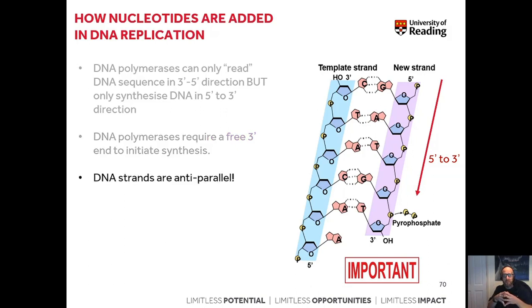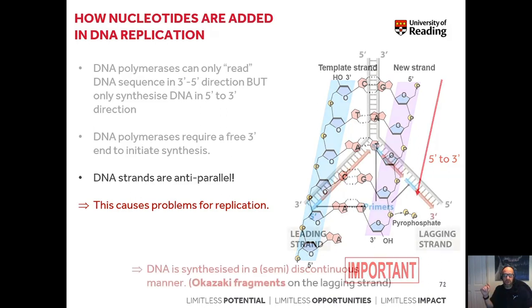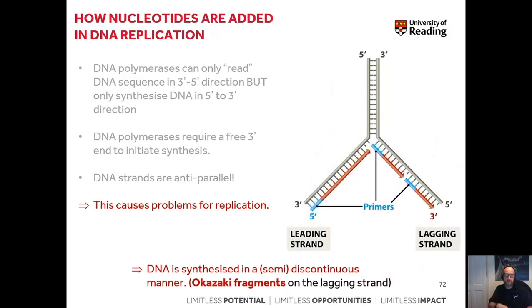Again, as I mentioned before, DNA strands are antiparallel. And this actually causes a problem for replication. So what problem might this cause? Let us have a look at the strand of DNA. As you can see here, this is a normal DNA molecule consisting of two different strands.